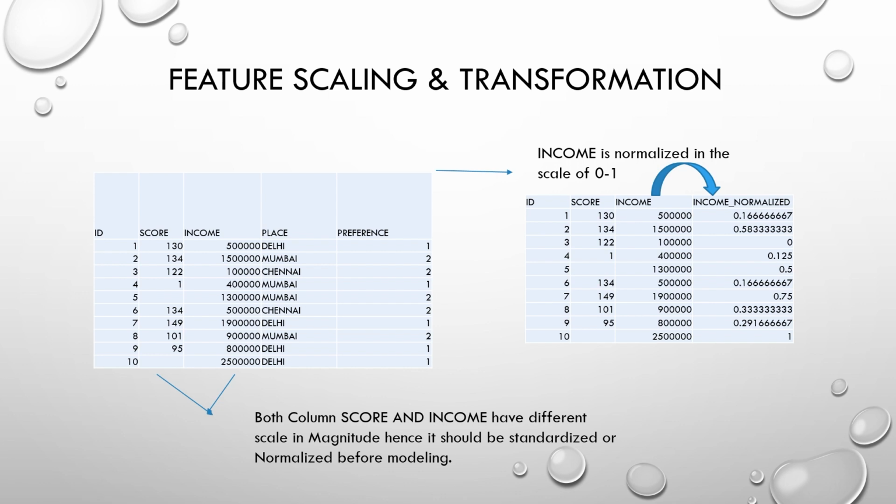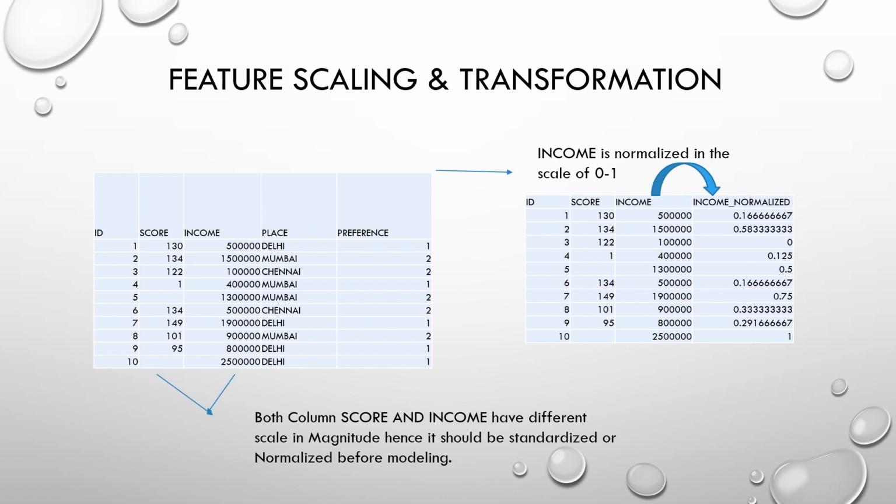See, most of the machine learning models rely on the distance principle. So for example, if you want to understand the similarity between row number 1 and row number 2, what we do is take the difference of 134 minus 130 and the whole square of this. So the whole square would come as 16, but if you take the difference of income, it would be around 10 lakh, and the whole square of 10 lakh would be a huge number, and we cannot compare. So to avoid that, what we do basically is transform our feature.